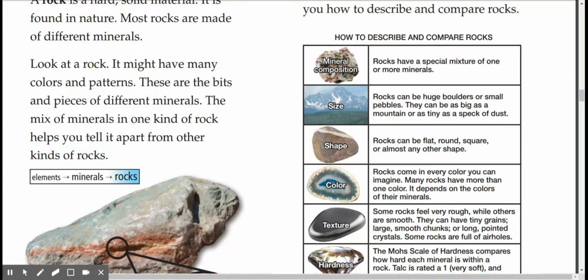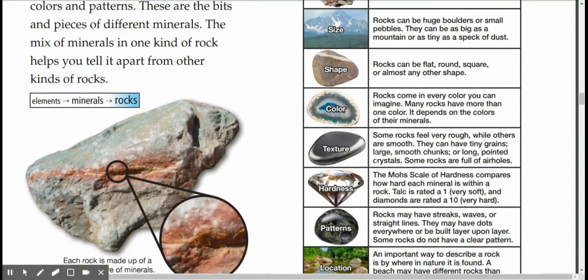Humans can cut them. Nature cuts them. We're going to talk about that with weathering and erosion in a minute. So you can talk about what shape they are. Color. Believe it or not, not every rock in the world is gray. There are many different colors. It all depends on what minerals they have inside of them.